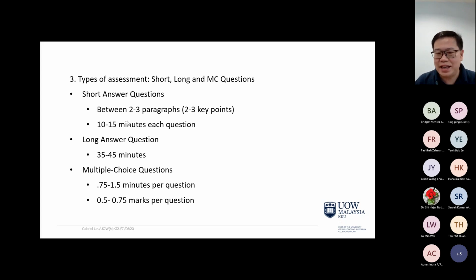So these are just basic guides based on best practice. It is not fixed in stone. There is no one piece of literature that says that a short answer must be this and a long answer must be that. Different literature you read comes up with different answers. Okay, so when you do online assessment, you need to consider this.